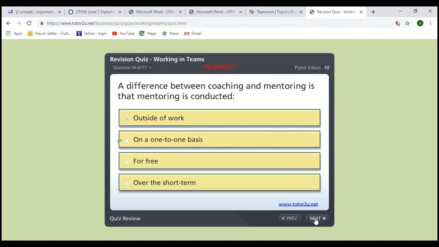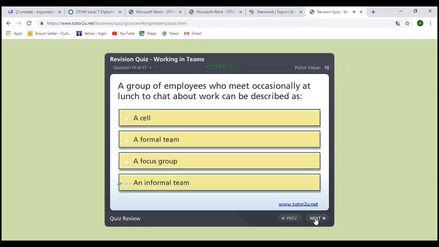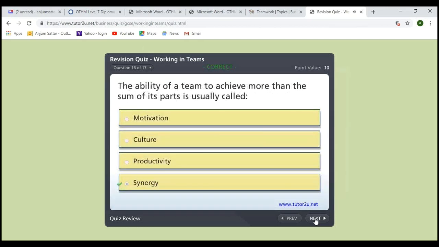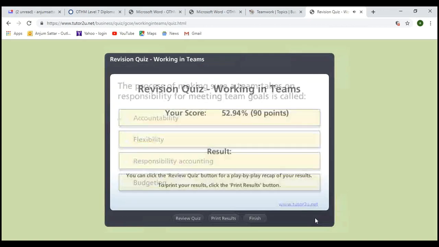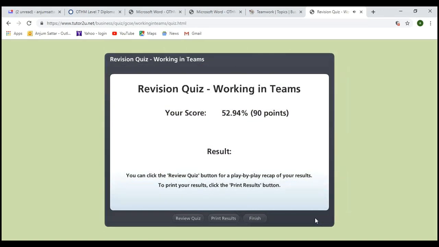Mentoring is one-to-one, yes, on that basis. Yes, because that's a mentor normally, you do one-to-one. Informal team, yeah. Accountability, yeah. Well done. That's all.